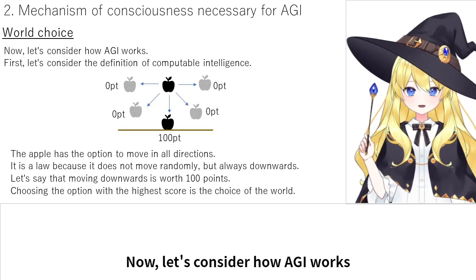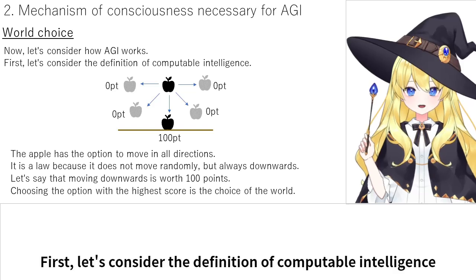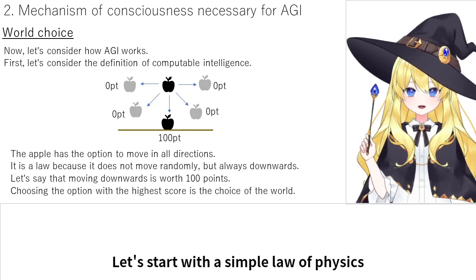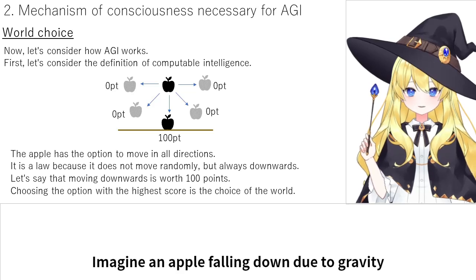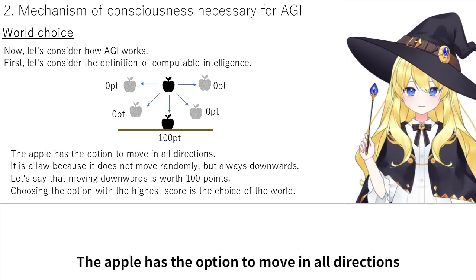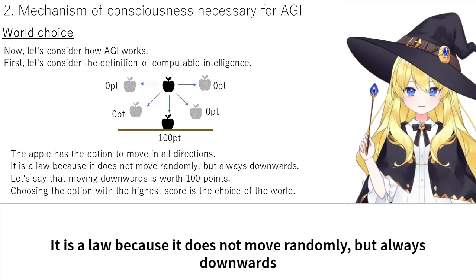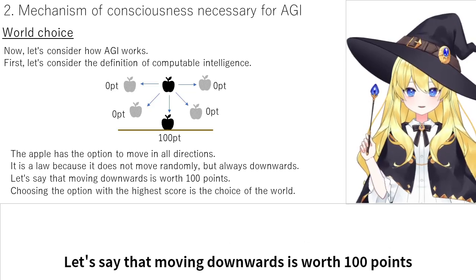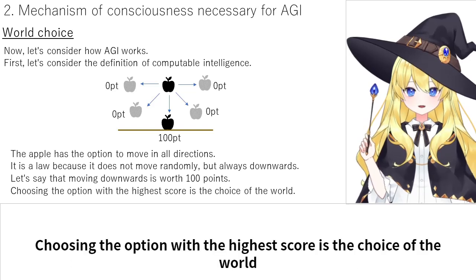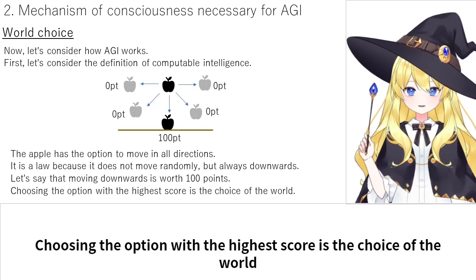Now, let's consider how AGI works. First, let's consider the definition of computable intelligence. Let's start with a simple law of physics. Imagine an apple falling down due to gravity. The apple has the option to move in all directions. It is a law because it does not move randomly, but always downwards. Let's say that moving downwards is worth 100 points. Choosing the option with the highest score is the choice of the world.